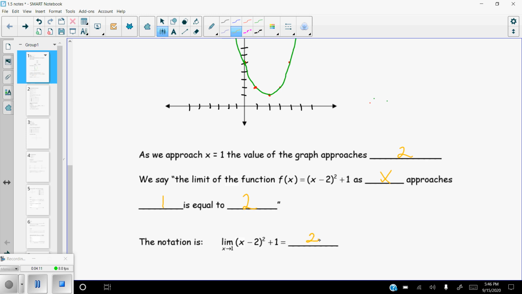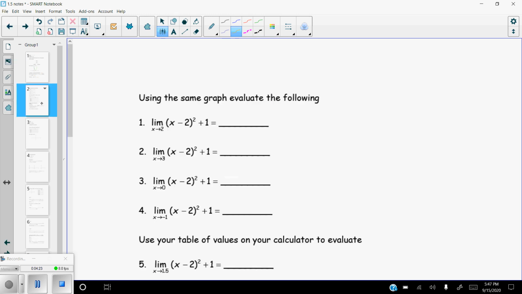Okay, hopefully that makes sense. Hopefully you can visually see on the graph that when x is approaching 1, the y value of the function is approaching 2. Okay? So we're going to use the same graph to evaluate the following. Let's use the same graph to evaluate the limit as x approaches 2, the limit as x approaches 3, the limit as x approaches 0, and the limit as x approaches negative 1.